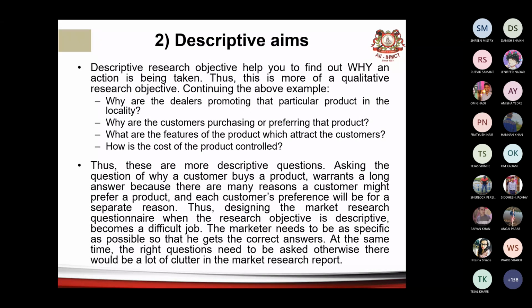Now, descriptive research objectives help you find out why an action is being taken. Not how many, but why. So why is that particular age group using that particular product? So thus this is more of a qualitative research objective. Continuing the above example, like I told you, that was exploratory and more of quantitative. This is descriptive and more of qualitative. Why are the dealers promoting that particular product in the locality?